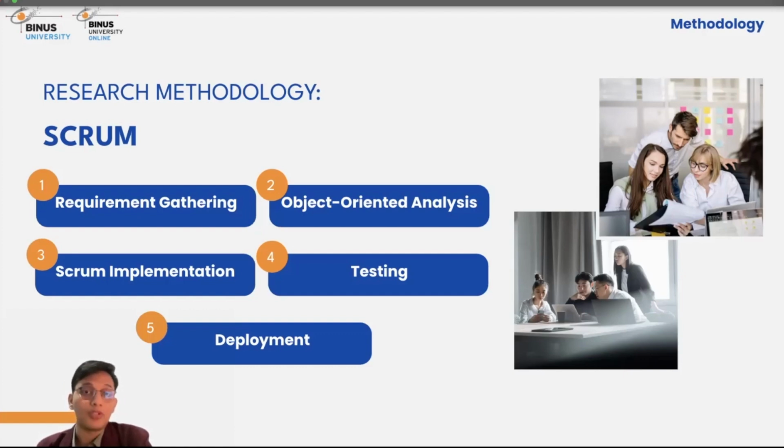And the second is object-oriented analysis. We then designed the system structure based on those needs. And the third is Scrum implementation itself. And the fourth is testing. We tested the system, of course, to make sure everything worked perfectly. And last is deployment. We deploy the system for the company to use. The structured approach ensured we build the right solution for the right problems.